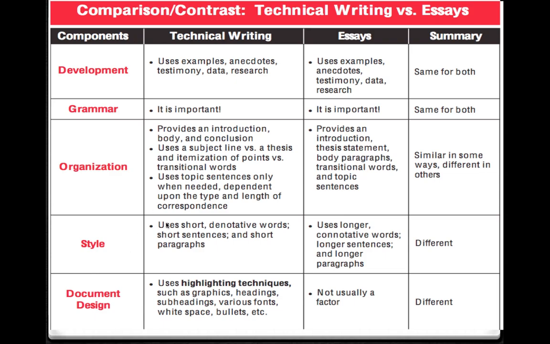The style of technical writing is that it uses short and denotative words, short sentences and short paragraphs. We will be discussing how to use short sentences and how to use clarity and different things in the characteristics of technical writing. And in essays we use longer connotative words, longer sentences and longer paragraphs. In style, technical writing and essays both are different.